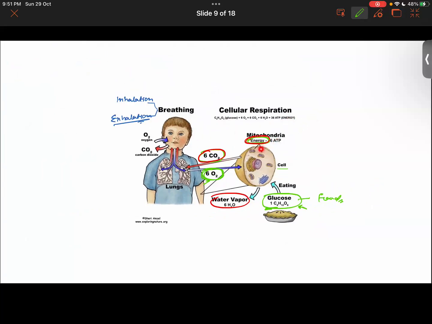So the gas required for respiration is what? Which gas is required for respiration? Is it oxygen or carbon dioxide?